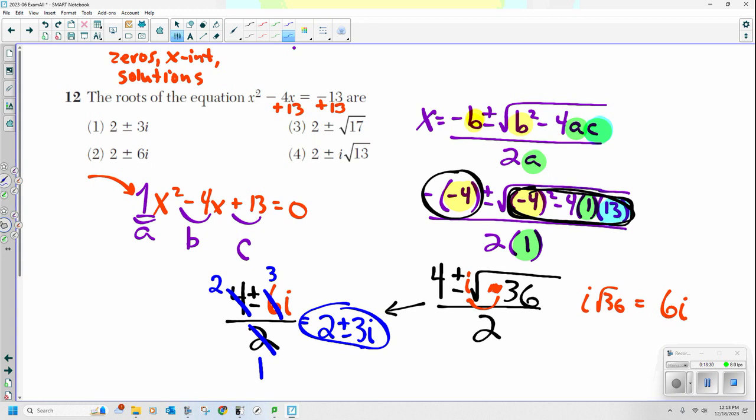Ooh, that was tricky. Not only did you have to do the quadratic formula, not only did you get a negative underneath the radical, so you had to do i, then it reduced afterward. Quadratic formula, imaginary numbers, and reducing fractions, all in one problem.